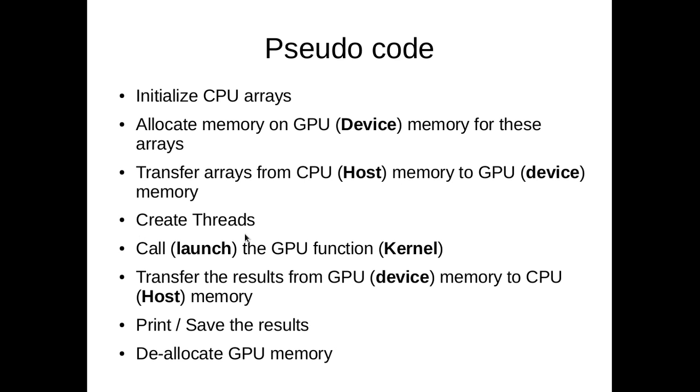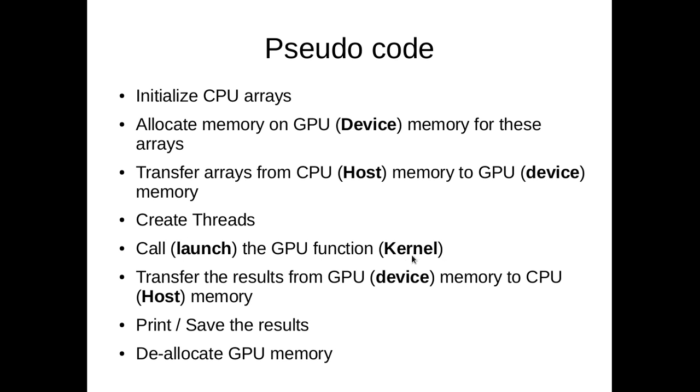Then I'll create threads for GPUs. We'll discuss these threads in the next part. These threads are responsible for processing the data on the GPUs. I am creating the number of threads when I launch the GPU function. Calling a GPU function is called launching, and a GPU function is called a kernel. So when I launch the GPU kernel, the threads that we have created will process the data and write the output to my GPU memory.